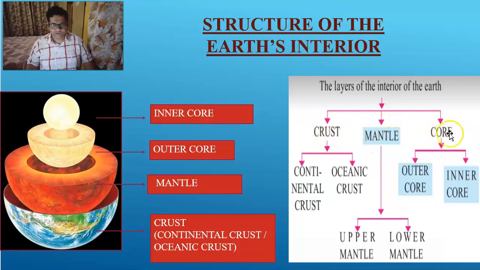The core is divided into outer core and inner core, as you can see in this picture over here. Outer core, this is the outer core, and this is the inner core. The mantle is divided into upper mantle and lower mantle. Here they have shown only one, but actually it's 2 parts, you will see later on. And the third one is the crust. It's divided into continental crust and oceanic crust. We will look into each of them further.